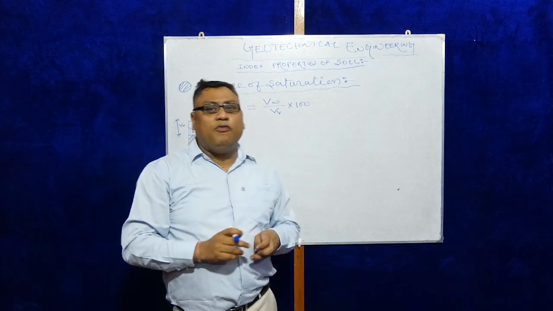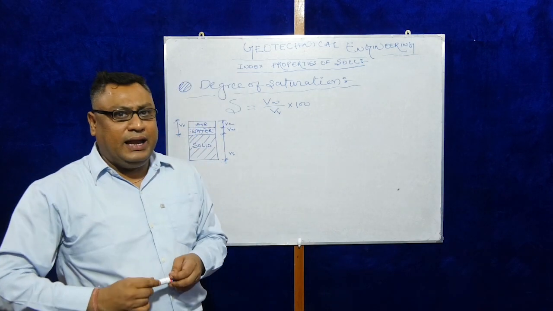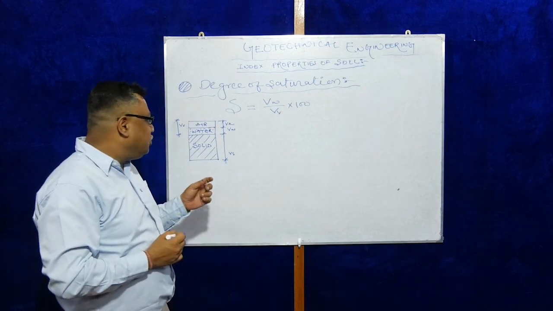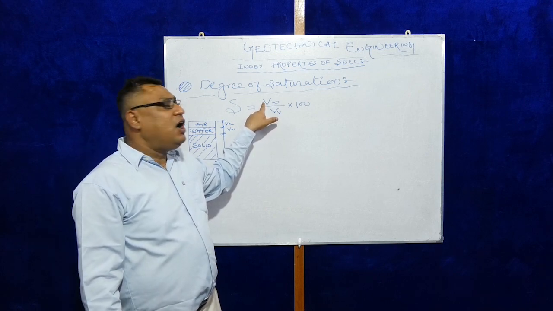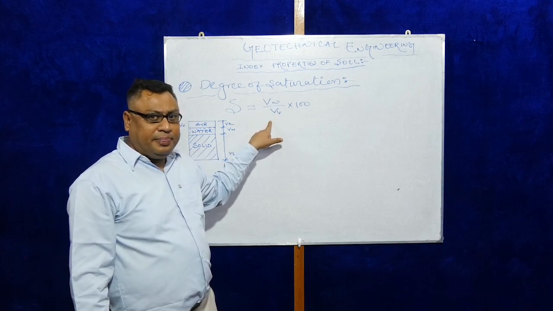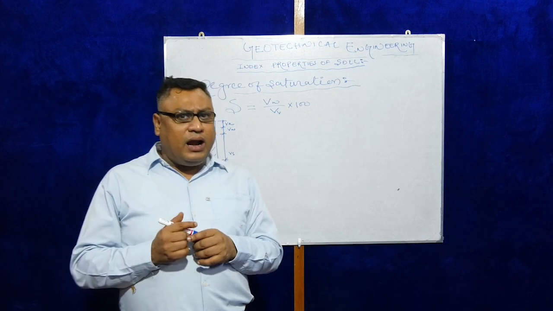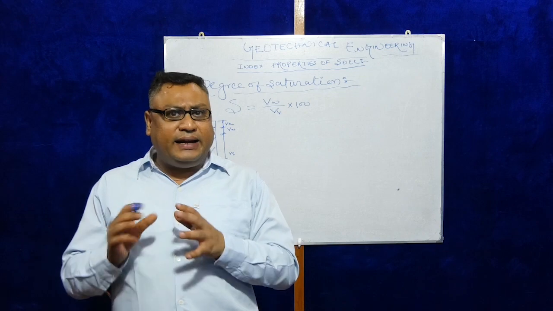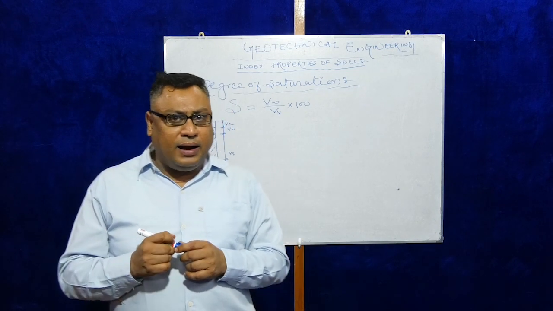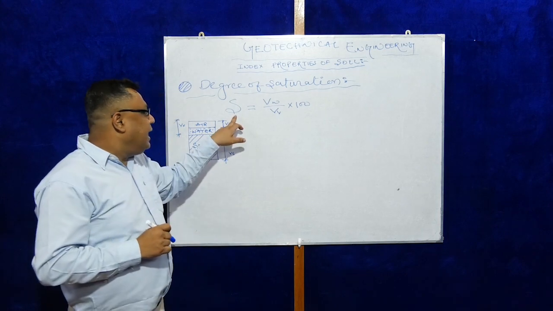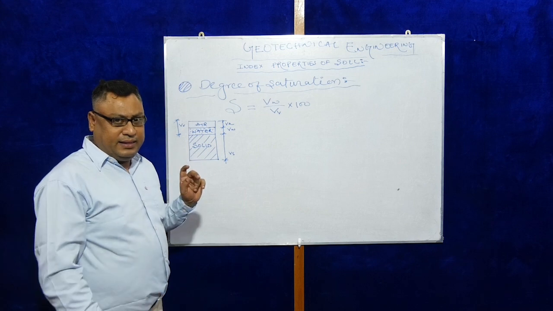Now, what is degree of saturation? Degree of saturation of soil is defined as the ratio of volume of water to the volume of voids. That means the moisture or water present in the void space of a given soil sample, and it is denoted by S, and it is always expressed as percentage.